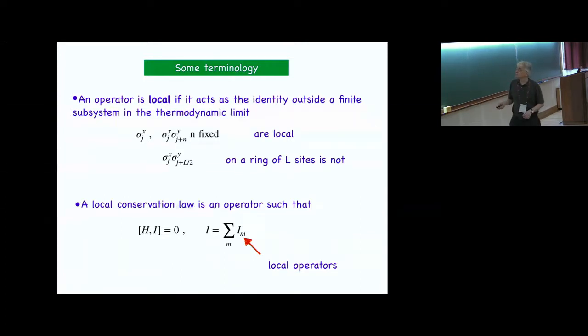Yeah. And other operators which are not local, if you go to Fourier space, let's say the Fourier transform of these spin operators, these are not local either. Now, another terminology I will use is that of a local conservation law. That is an operator that commutes with the Hamiltonian, so it's conserved, and it can be written as the sum over densities, and these densities are all local operators. That's what I will call a local conservation law.